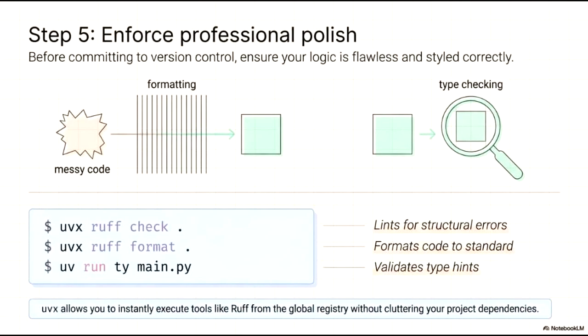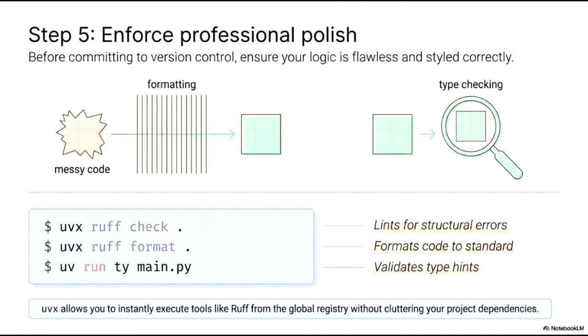Step 5 is about enforcing professional polish. Before committing your work to version control, you must ensure that your logic is flawless and your code is styled correctly. As illustrated, the process begins by taking messy, unorganized code and passing it through a formatting stage to create a clean, standardized structure. Following this, we move to type checking to verify that all type hints are accurate and consistent. To implement this workflow, we leverage several key commands.